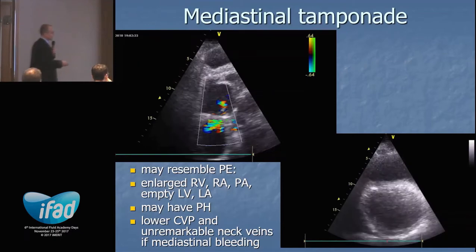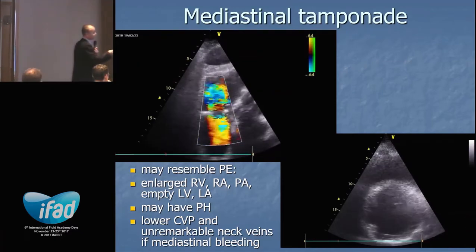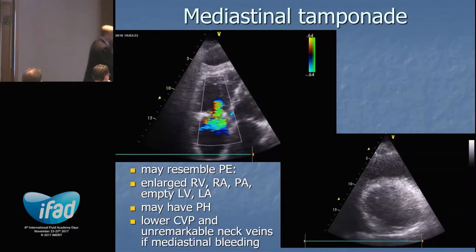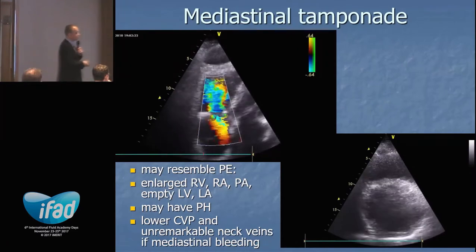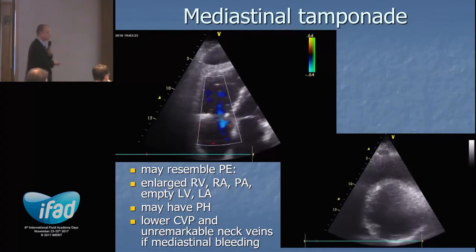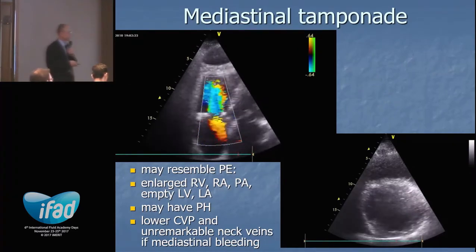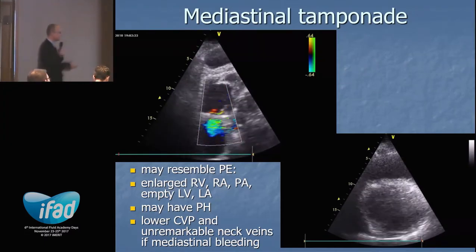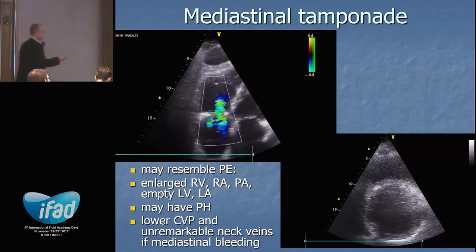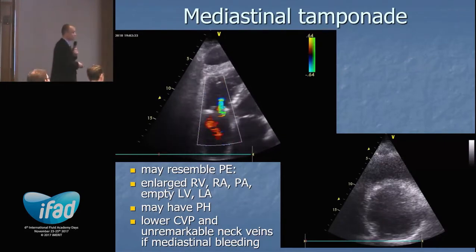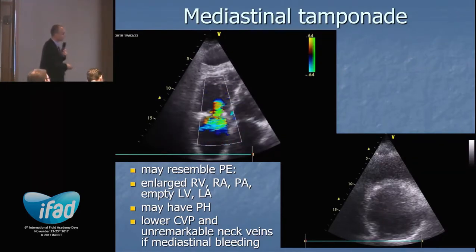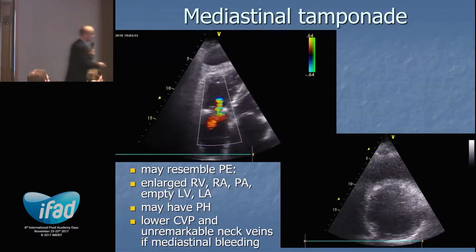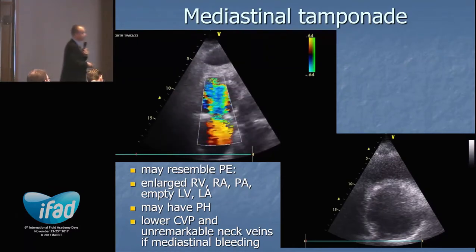A mediastinal tamponade, where there's a hematoma just above the pericardium, can sometimes be very tricky. If you imagine a bleed from the aortic arch, it can press down onto the bifurcation of the pulmonary artery, cause enlargement of the right heart, and the patient can even show some pulmonary hypertension. At the same time, he may bleed, so it's quite a tricky diagnosis.